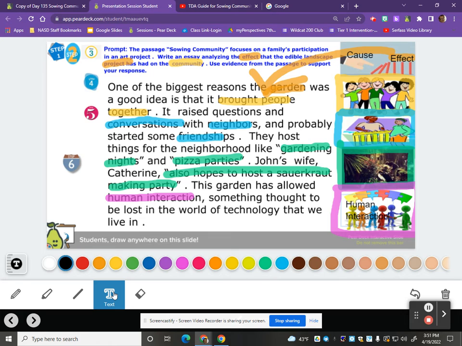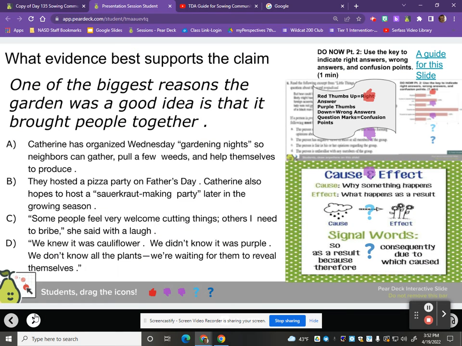Oh, yeah. All right. Next, what evidence best supports the claim? One of the biggest reasons the garden was a good idea is that it brought people together. And we have 4 different examples of evidence. And ooh, lordy, look who's 40. Each one is pretty wordy. So this one is kind of one of those, not a regular multiple choice. This is the sort of PSSA question that takes about 5 minutes to go through.